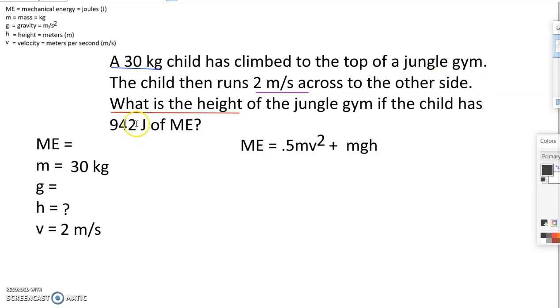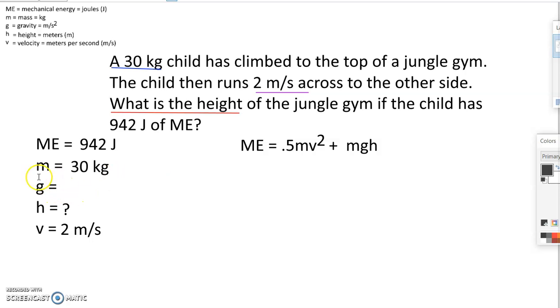To the other side. What is the height of the jungle gym if the child has 942 joules, or J, of mechanical energy. Looking at this unit here, J, I can see the J up here in my list. That is ME. So in this case, my ME is given. It is 942. I already know my mechanical energy in this problem. Now that's the end of the problem.